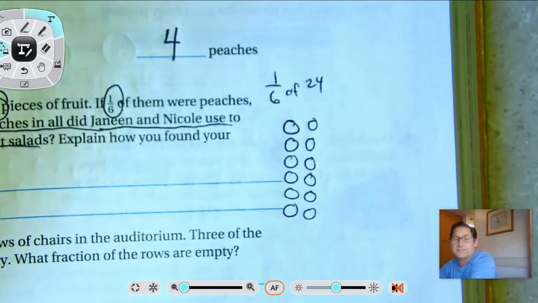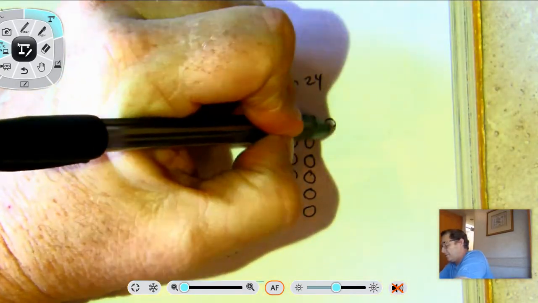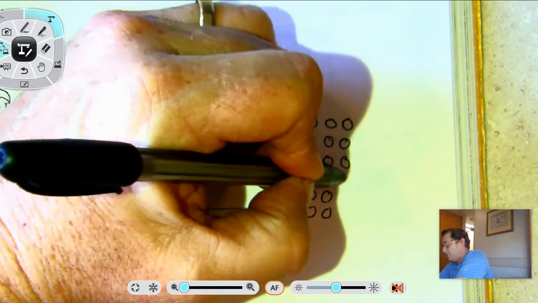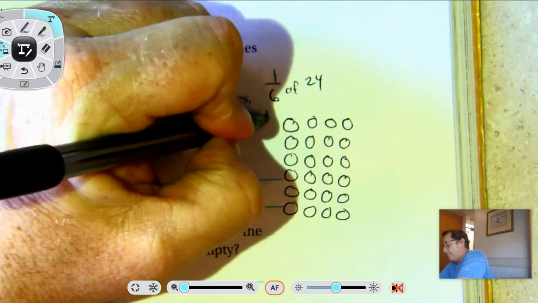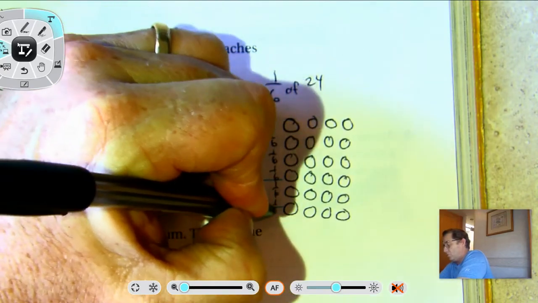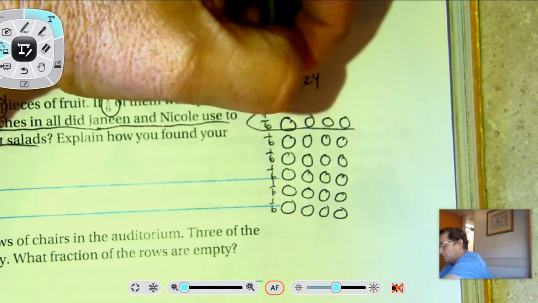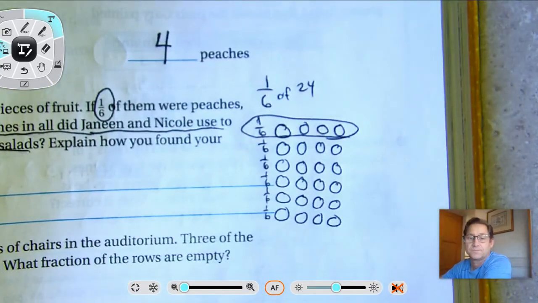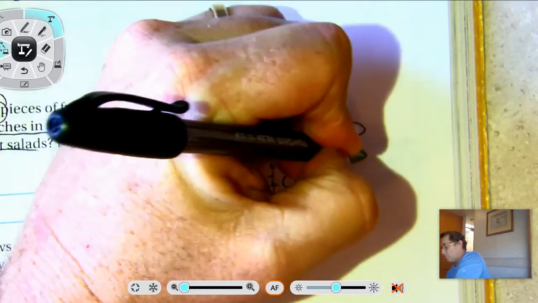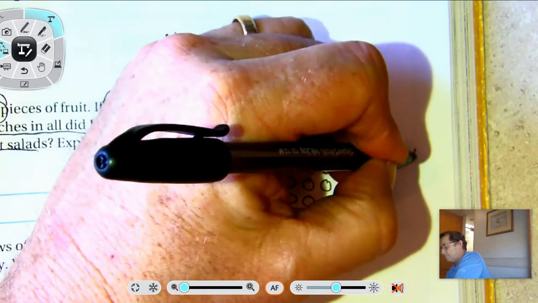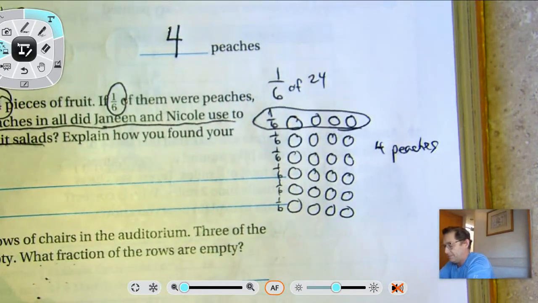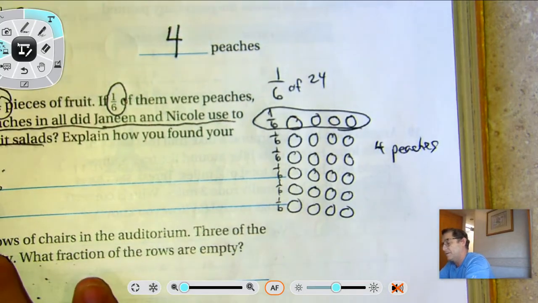6, 12. 6 and 6 is 12. 13, 14, 15, 16, 17, 18, 19, 20, 21, 22, 23, 24. All right. And each row is 1/6 of the total. So we're going to circle 1/6 of the group. So she used 4 peaches as well. So together they used 8 peaches.